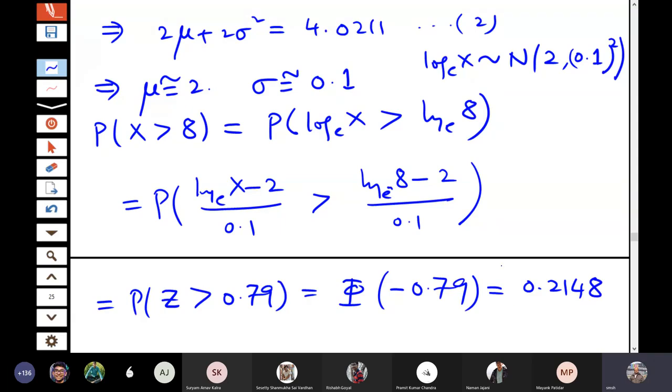So log normal distribution is very closely related to the normal distribution, and any probability statement of the log normal can be calculated using the normal distribution.